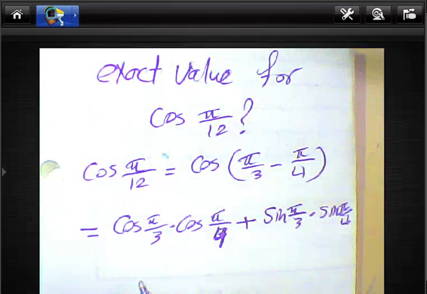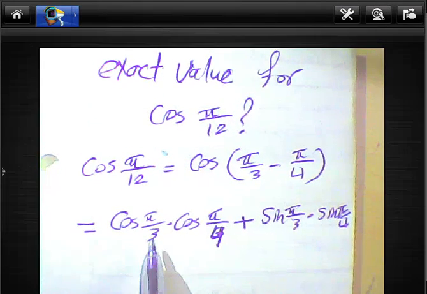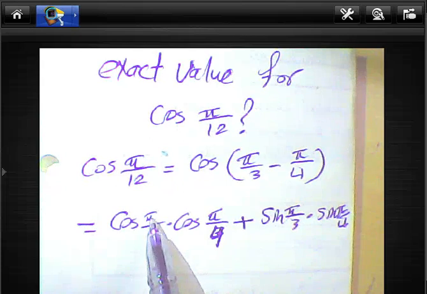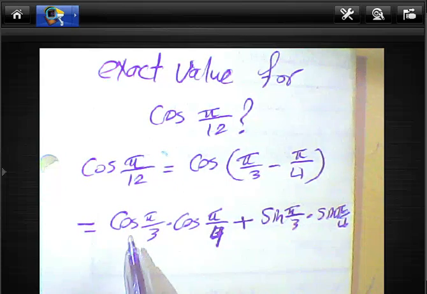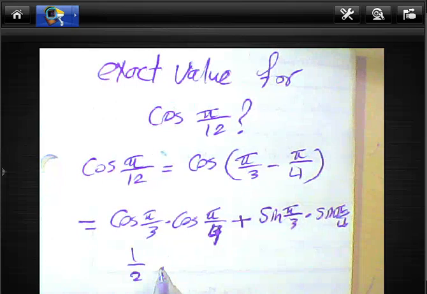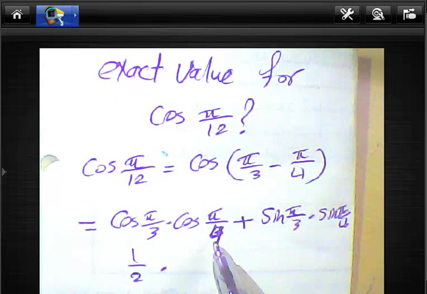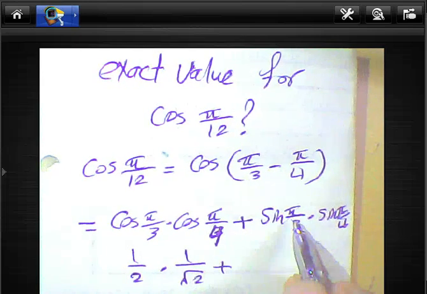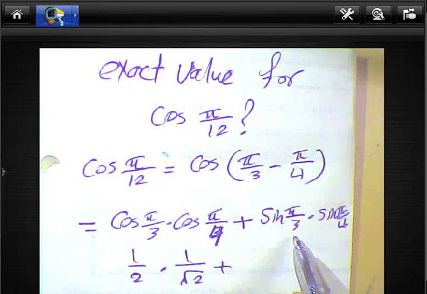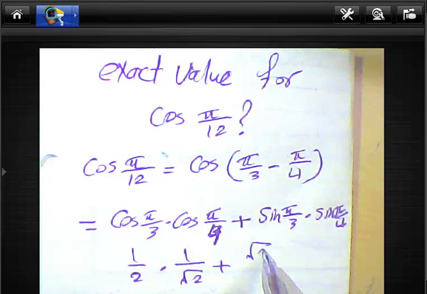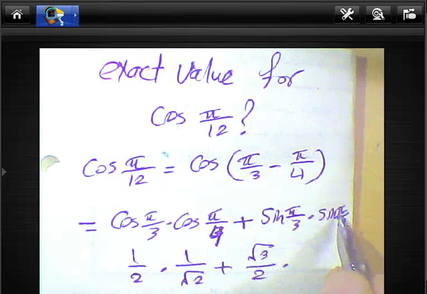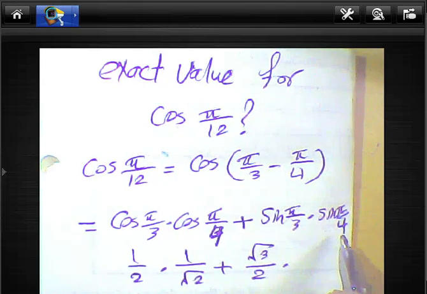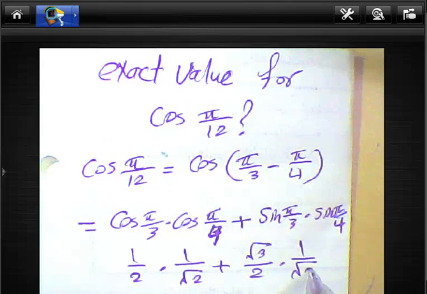Okay, and we can find the result. Cosine pi over 3, it means 180 divided by 3 equals 60. Cosine 60 equals half, and pi over 4, 180 divided by 4 equals 45, cosine 45 equals 1 over root 2, plus sine pi over 3, 180 divided by 3 equals 60, sine 60 equals root 3 over 2, multiplied by sine pi over 4, 180 divided by 4 equals 45, sine 45 equals 1 over root 2.